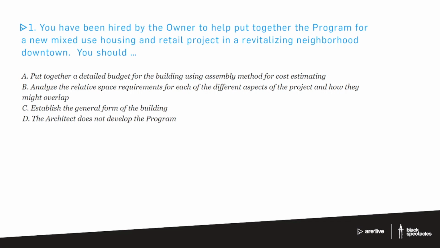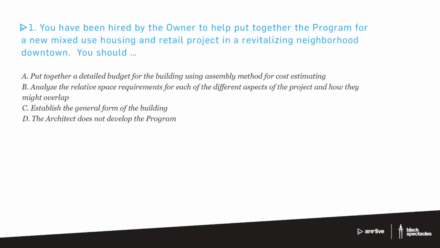B, analyze the relative space requirements for each of the different aspects of the project and how they might overlap. C, establish the general form of the building. D, the architect does not develop the program. So this is kind of an interesting question. One of the things you'll find is that many of the answers that you'll get on one of these questions are sort of correct to a degree. The question is, which is the most correct?